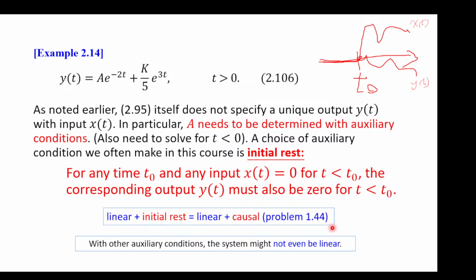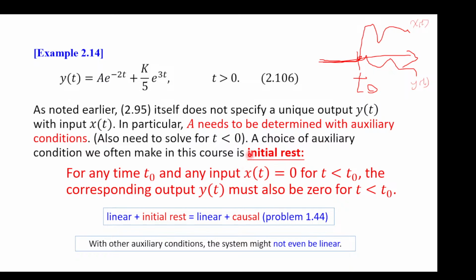So in problem 1.44, you can prove that if your system is linear and the initial rest, then your system is also linear and causal. And this is if and only if. So if your system is linear and causal, your system is linear in the initial rest. Okay. And you see, initial rest is a nice condition because it's nice in two ways.